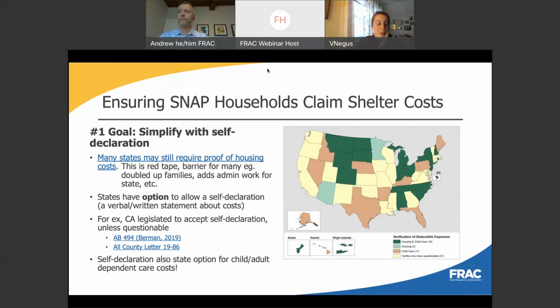We'd be remiss not to say that you can kill two self-declaration birds with one stone, because self-declaration is also a state option for child and adult dependent care costs. So we definitely package them together in the way that we talk about this, and think it's a powerful duo that simplifies a lot of things for a lot of families. Okay, next slide.